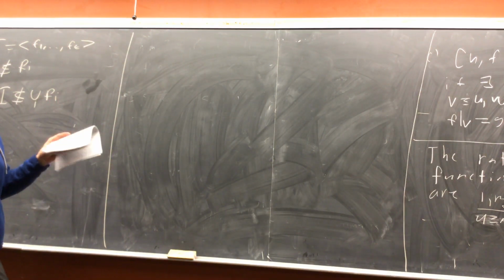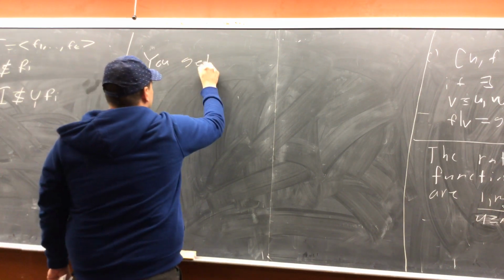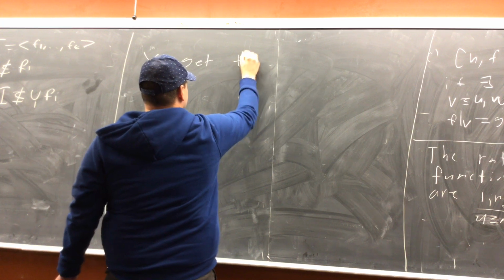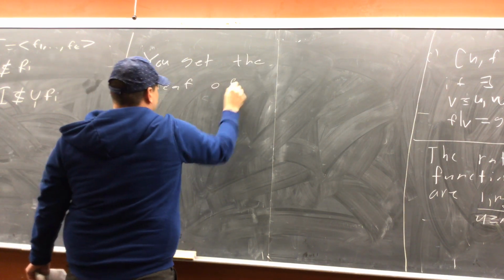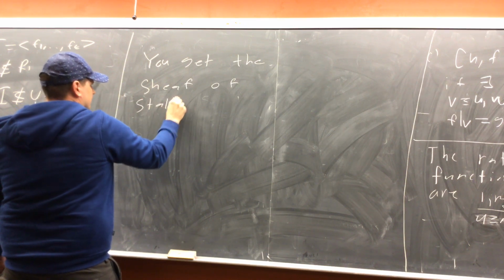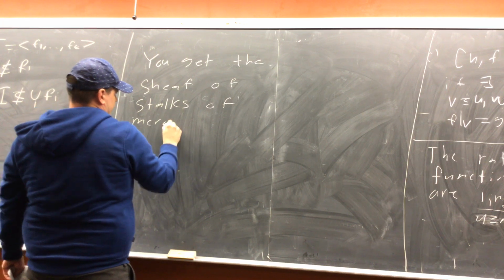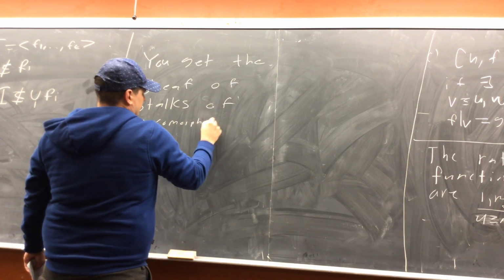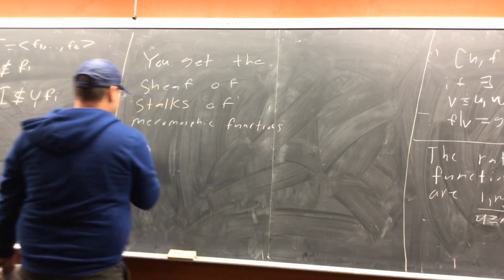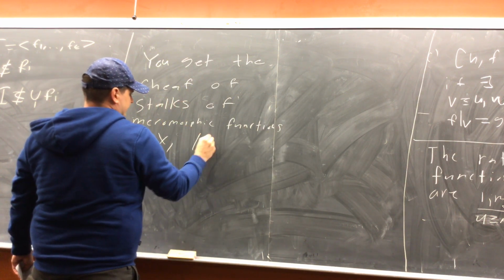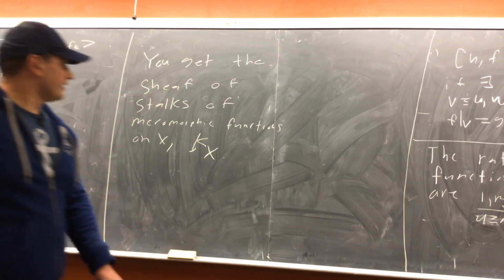And so if you really do this formally, you get, let's say, the sheaf of stalks of, let's just call this, meromorphic functions on X, and this is denoted K_X. So what's the idea?